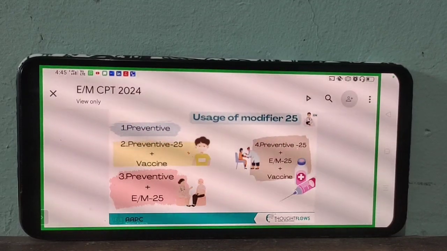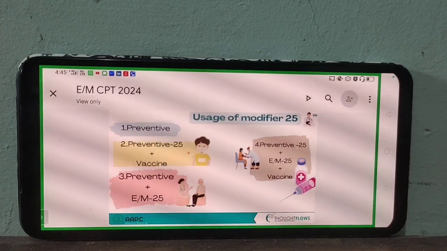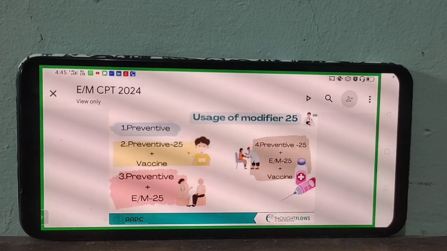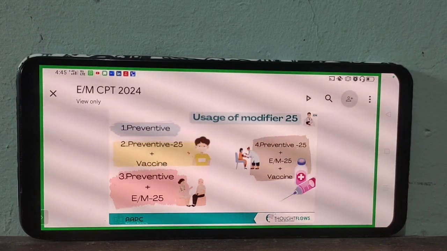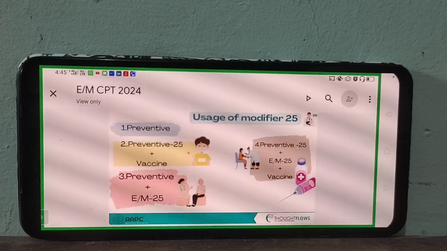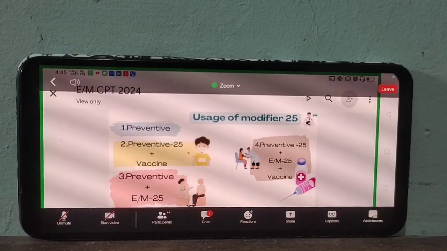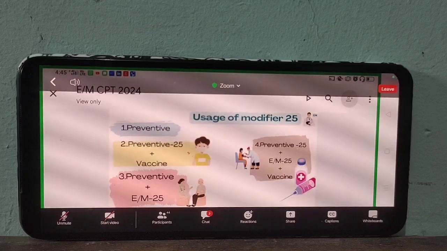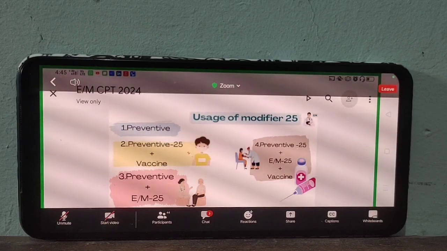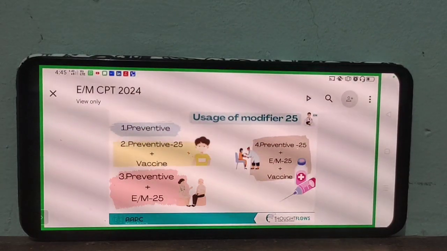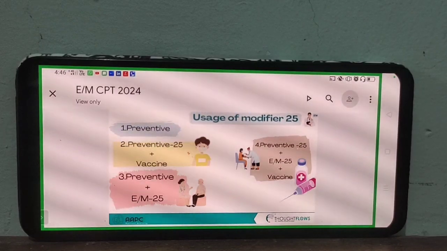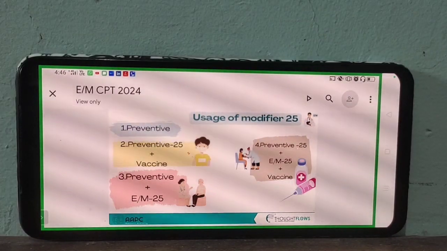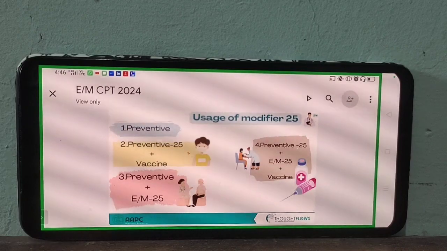Suppose all of the above happen during the same time. If a doctor gives preventive medicine, an E/M service and a vaccine, then except for the vaccine, the rest of the code sections should have modifier 25 appended. Okay, did you understand? Did you understand, guys? Yes, ma'am. Okay, take a note, very, very important one.